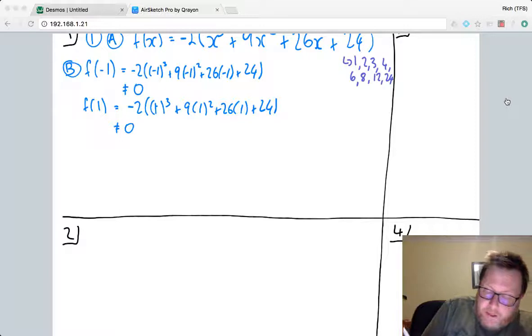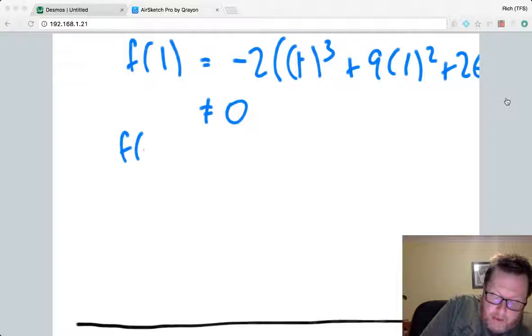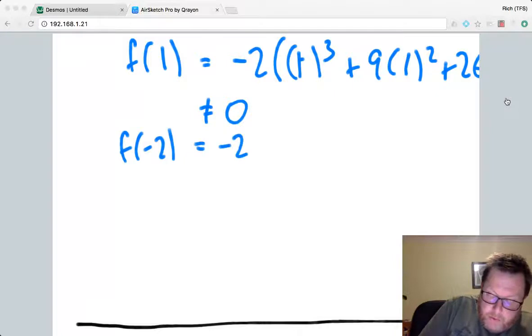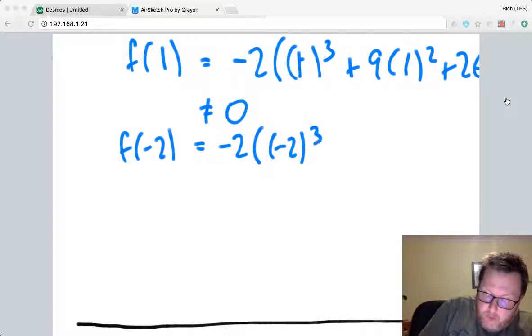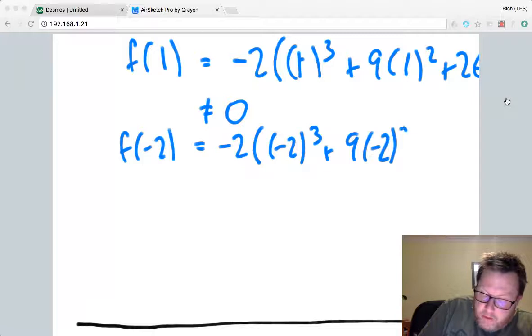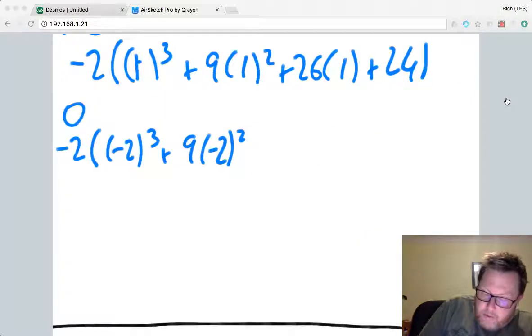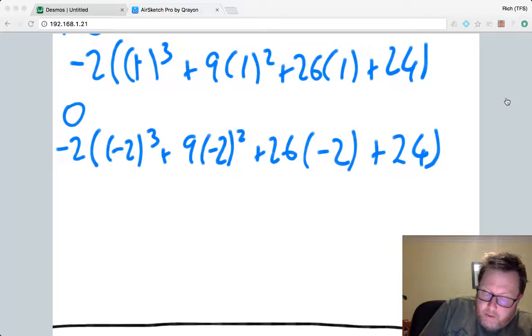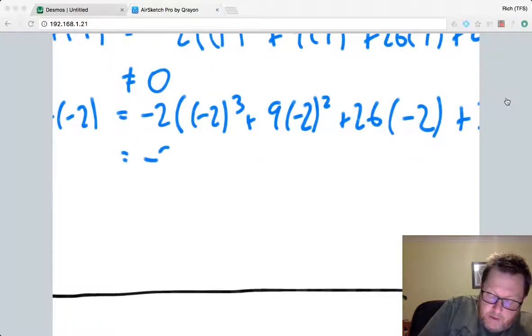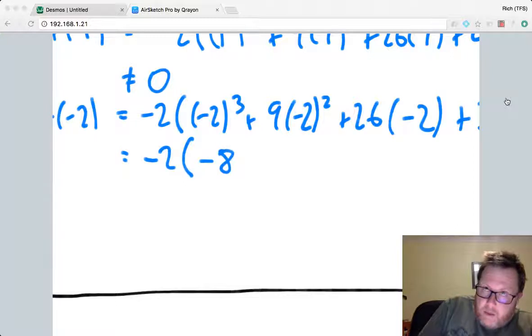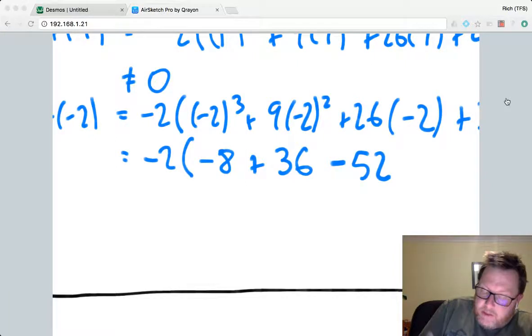So we've done 1 and negative 1. So now let's do negative 2 and see how we go. So f of negative 2 is equal to negative 2 times negative 2 cubed plus 9 times negative 2 squared plus 26 times negative 2 plus 24. And we'll evaluate that a bit. Negative 2 cubed is negative 8. Negative 2 squared is positive 4. So that gives me plus 36, 9 fours are 36. Minus 52, 26 times negative 2.